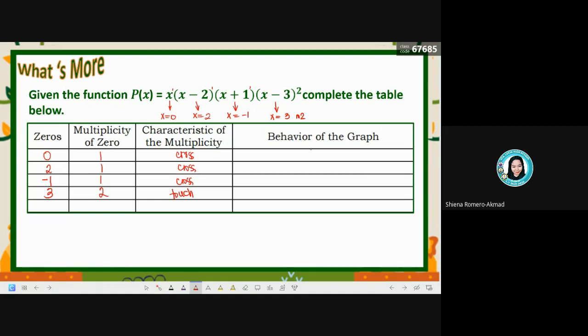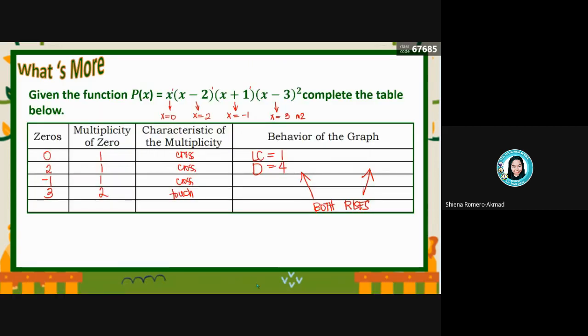So, ano yung magiging behavior ng graph natin? Since the LC is positive 1, the degree is 1, 2, 3, 4, positive, tapos even, of course, the behavior of the graph, both rises. Okay? Both rises. Pwede natin to i-graph, no? So let's graph this. Ano nga ulit yung given? X minus 2, minus 2 plus 1 minus 2.